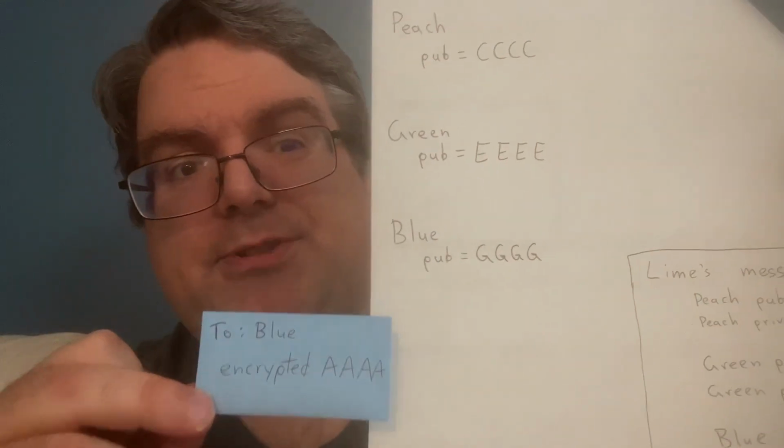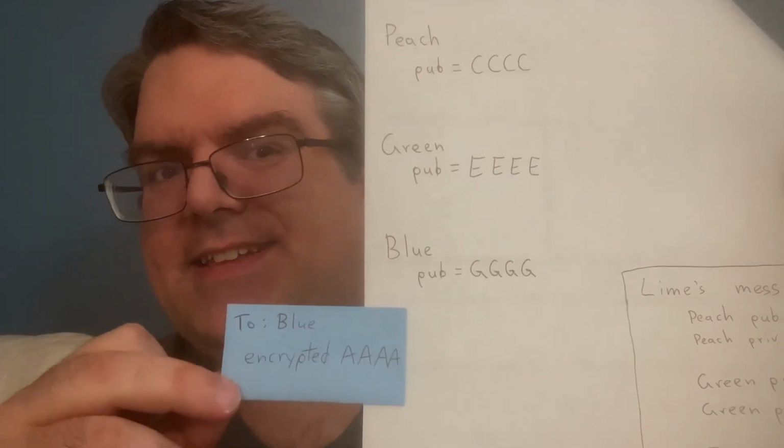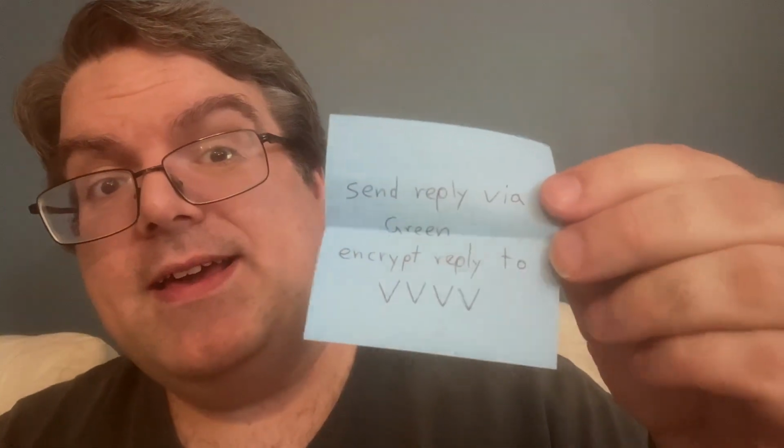So this is to blue, but this is a message that it can't decrypt. It can't open this and see what the response is. But blue knows that its reply is supposed to be sent via green, and it's supposed to be encrypted using a key VVVV. All right, so let's do that then.